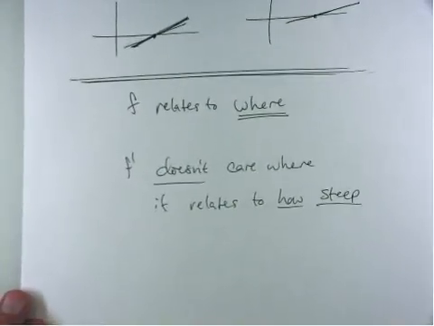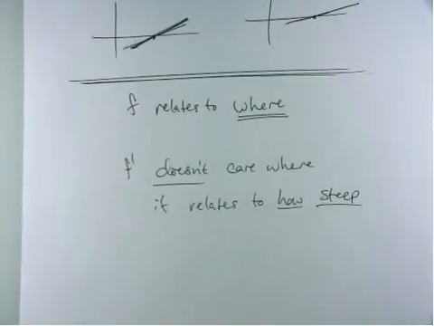So this is an important point for us to kind of keep in mind whenever we're trying to relate f and f prime to one another. What f is doesn't tell me anything at all about f prime. But how fast f is changing, that tells me everything about f prime.